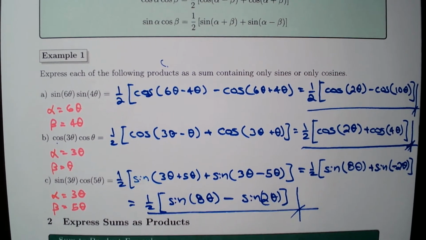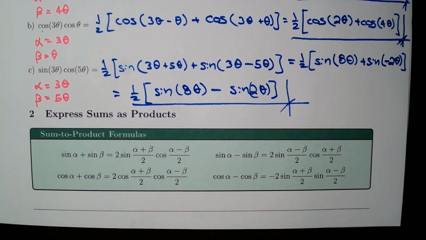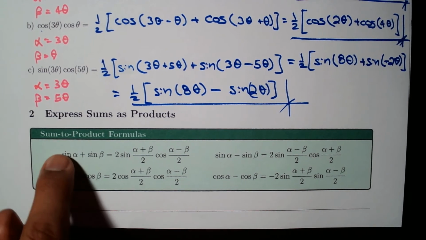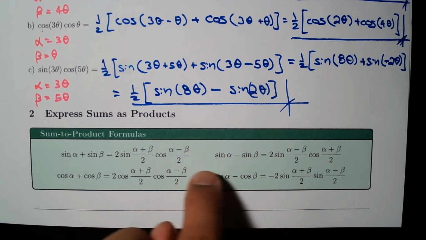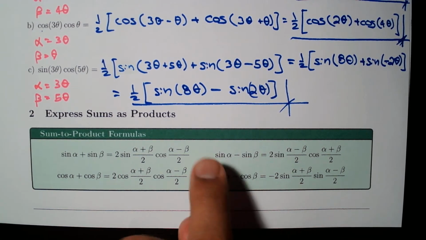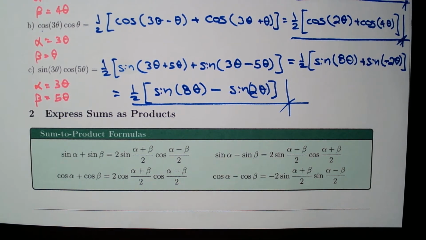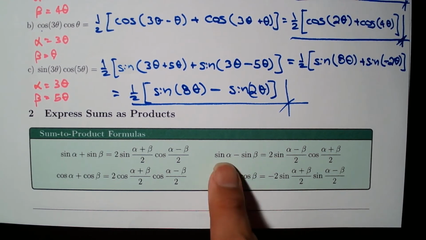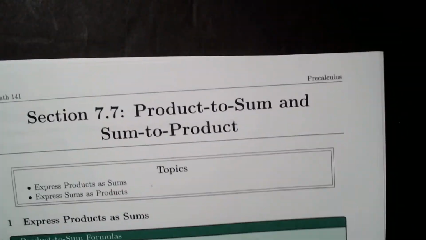Now let's do the reverse. Express sums as products. We have 4 formulas in this case, as opposed to the previous one that had 3 formulas. We're going to have sums of sines, sums of cosines, differences that involve 2 sines, and differences that involve 2 cosines. Actually, I'm surprised that there's no formula where the two functions are different. So let's look at a couple of examples.